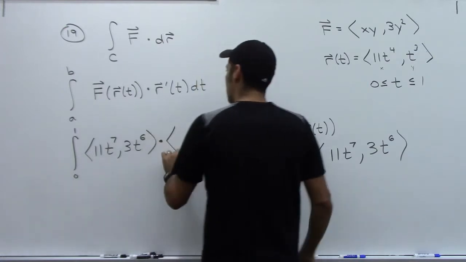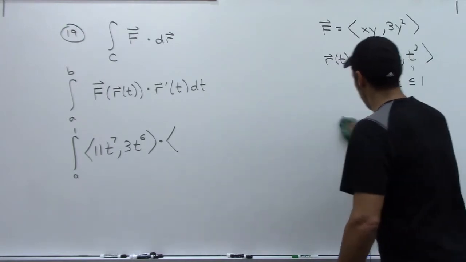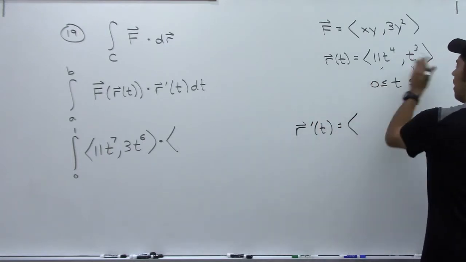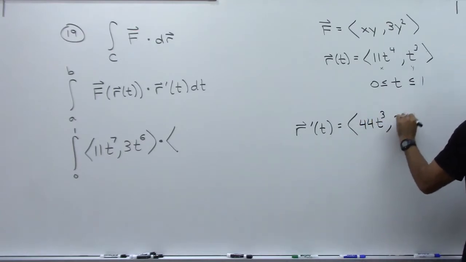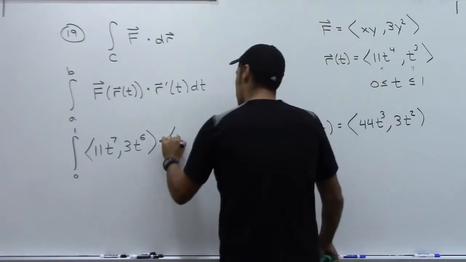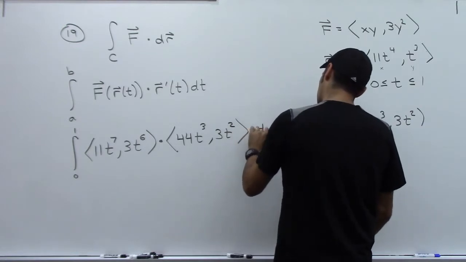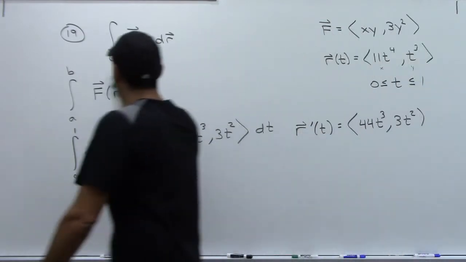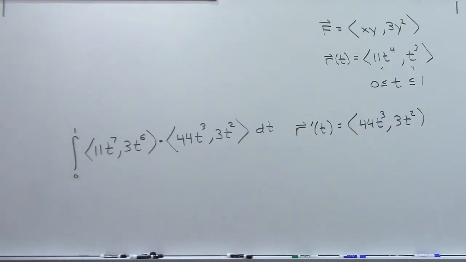Dot that with the derivative of r. So the derivative of r, I'll write it down right here. It's component by component differentiation. So 44t cubed, 3t squared dt. So I just need to dot those two together. Dot products are pretty clean. I believe we get 484 there.